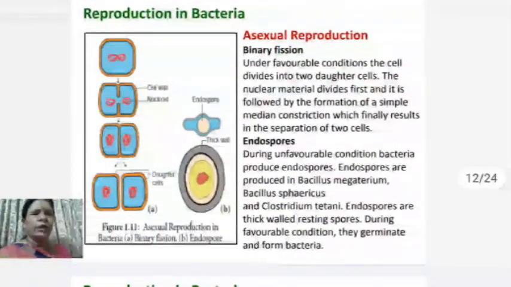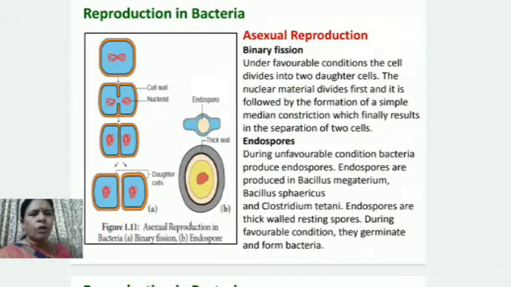And how do they reproduce? They can reproduce by asexual reproduction, that is by binary fission. Under the favorable condition, the cell divides into 2 daughter cells. The nuclear material divides first, and it is followed by the formation of a simple median constriction which finally results in the separation of two cells. This is the binary fission.